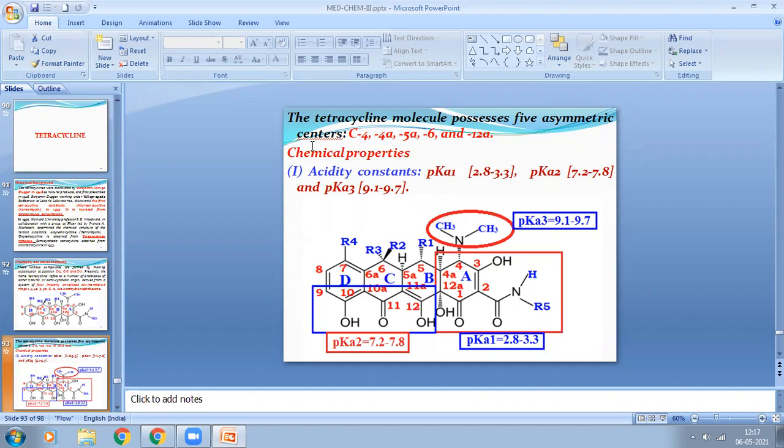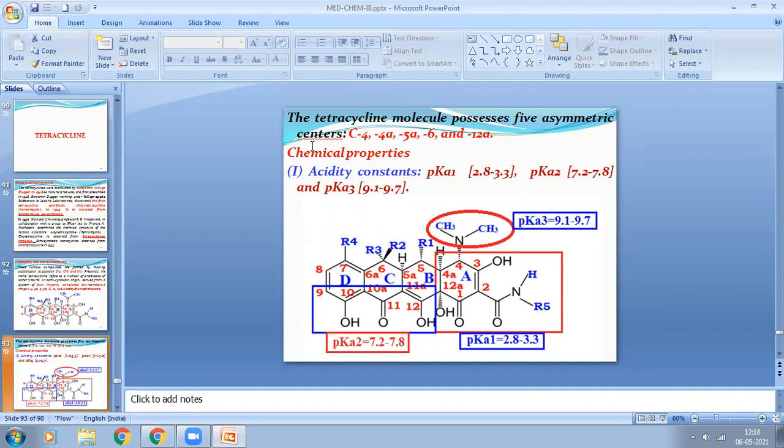Now we are going to discuss the chemical properties of tetracycline. Here two properties we should discuss. The major property, number one, is the acidity constant of the tetracycline. Second is the chemical reaction of the tetracycline.